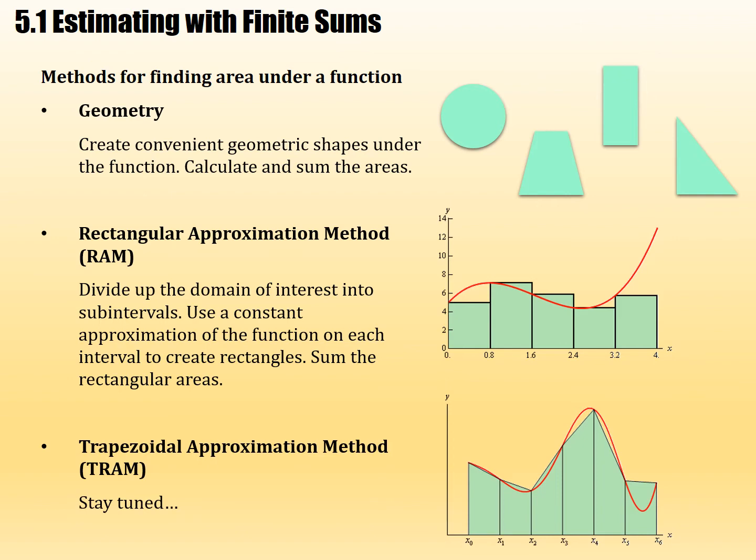Later we will learn a trapezoidal method. Note that in that picture, instead of constantizing the function over each interval, I linearize it. So you're just kind of faking. You're pretending that for the RAM method, the function has a constant height over a certain interval, and for the trapezoidal method, the function has a linear height. So it does change over the interval, but at a constant rate.